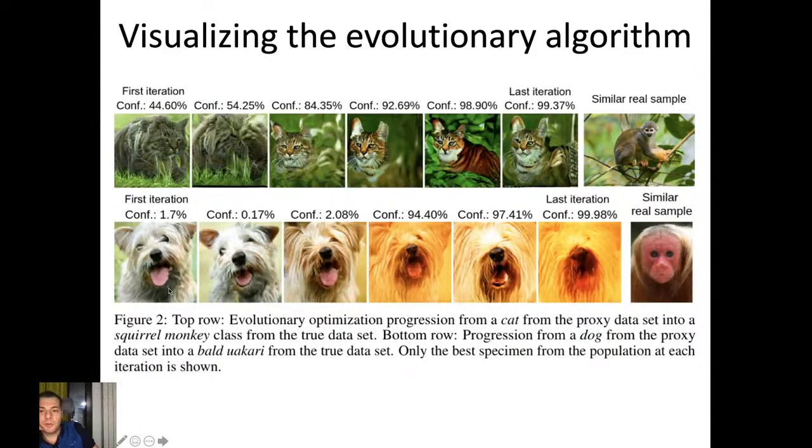You have a picture of a dog, and we try to optimize it through evolutionary search in order to give high confidence for the class bald uakari. So it becomes an image like this, which seems to resemble this monkey with a red face. It transforms the nose of the dog into the kind of face of the monkey, and then again the student is trained on this optimized image.